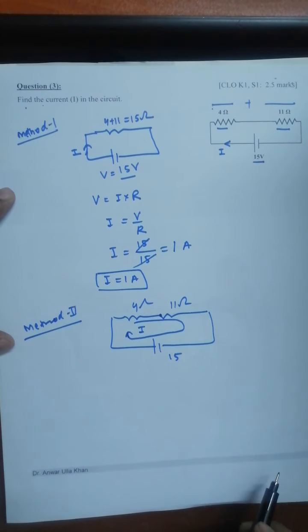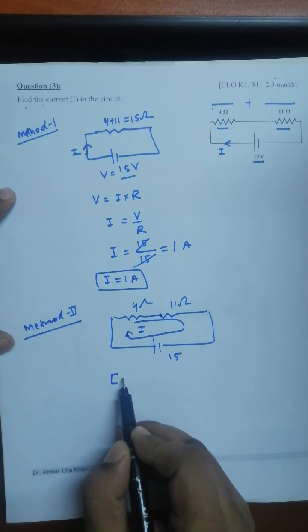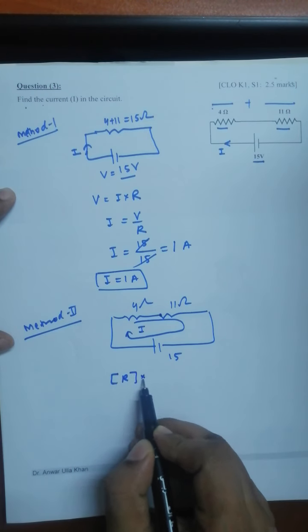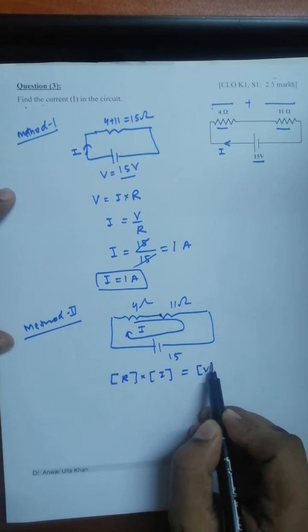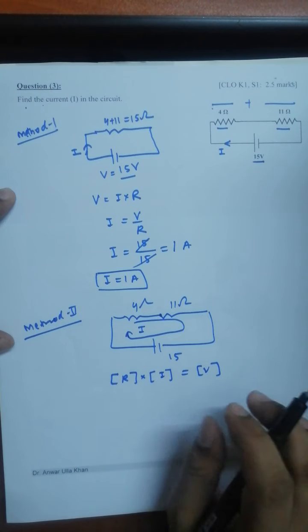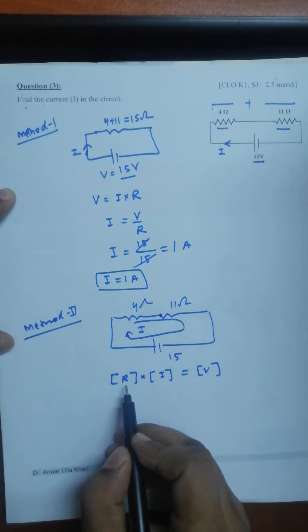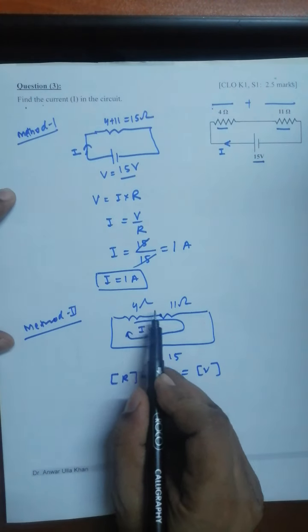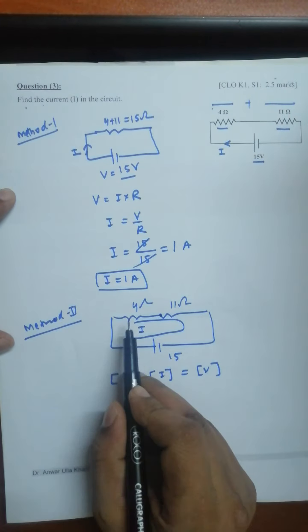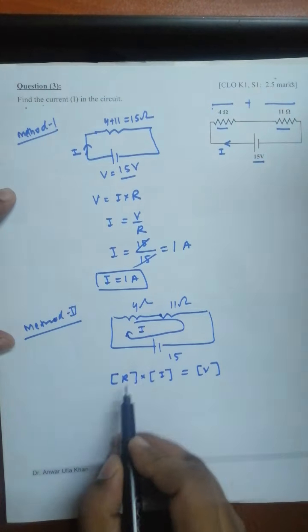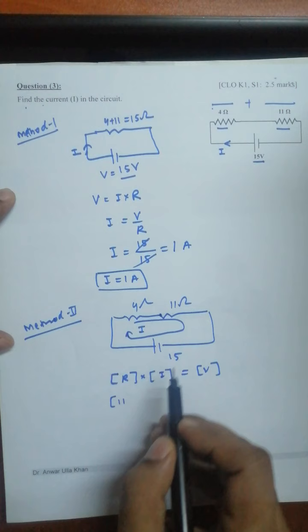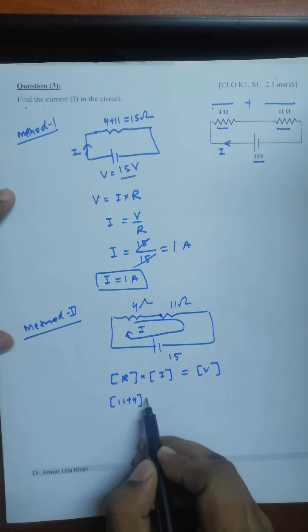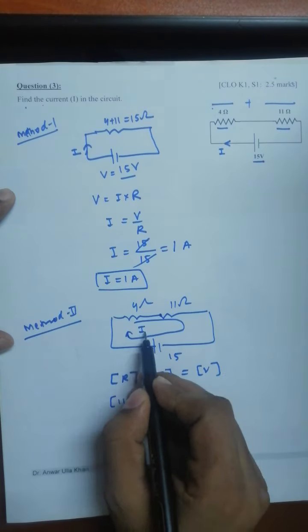What is Ohm's law? Ohm's law says that in matrix form, R multiplied by I is equal to V. Let us consider it in matrix form. What is R? R is the sum of all resistors in mesh 1. What is the sum? 4 plus 11, so it is 11 plus 4 multiplied by I. Suppose only one current I.